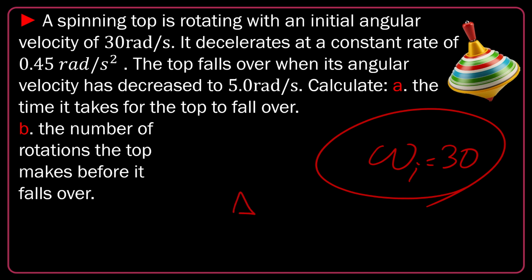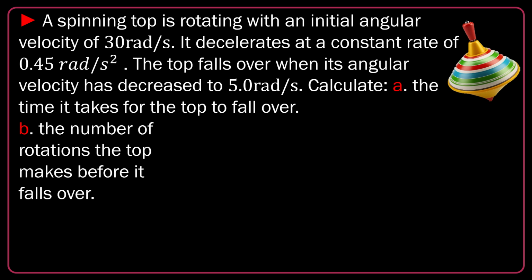Decelerates means that the change in omega in every second will be negative 0.45. The change of omega in every second is called angular acceleration. A negative sign is because of deceleration. Okay? The top falls over when its angular velocity has decelerated to 5.